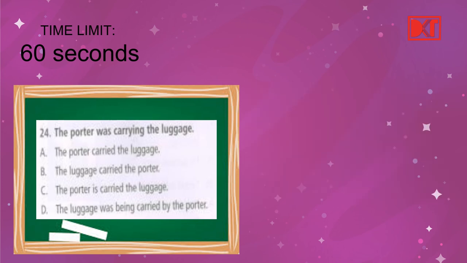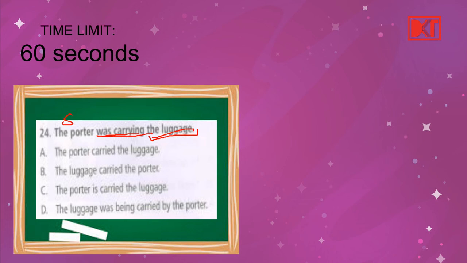Okay, so this question says, the porter was carrying the luggage. Again, let's start changing. Porter is the subject. Was carrying is the verb. The luggage is the object. We have to change it to passive voice. We will make the subject the object, and the object the subject. Let's start with the luggage. So, the luggage, then the verb. The verb will be converted to the past participle, an auxiliary verb will be added, and by will be added.